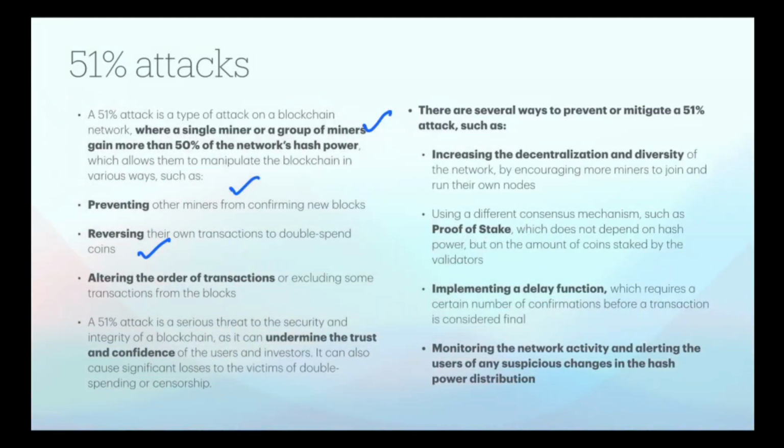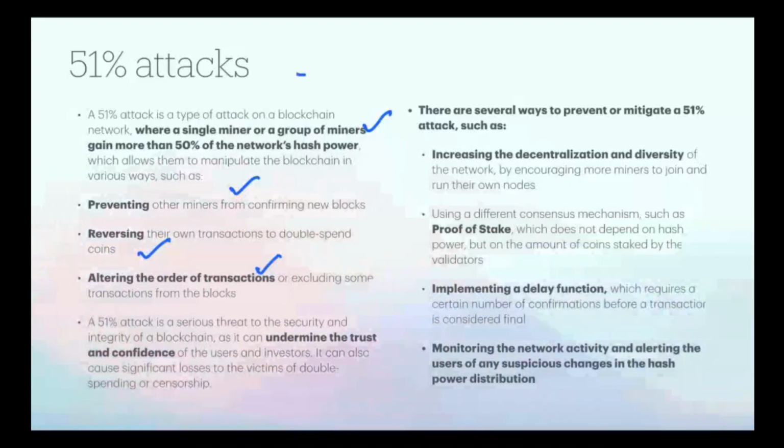So that reversal also will be happening in the 51% attack. Anyway, I will explain that in the next attacks. Altering the order of transactions or excluding some transactions from the blocks. So already some transaction might have happened. So I can say that the 51% attack can alter the order of transactions.